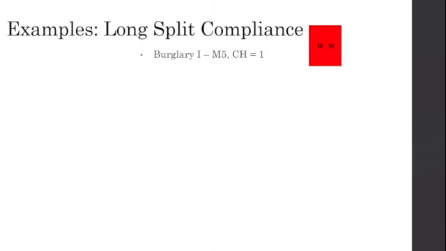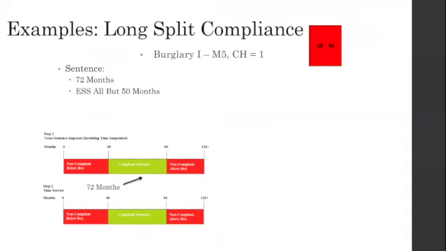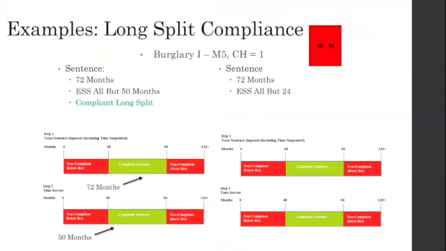Now, long splits are a little bit different. Both portions of the sentence must fall within the box. So the example on your screen is a burglary 1, an M5 offense with a criminal history score of 1. So the recommended sentence is 48 to 96 months. So for the first example, 72 months to spending all but 50 months, both parts of that sentence fall within the recommended sentencing range. 72 months, 50 months falls within this green area.